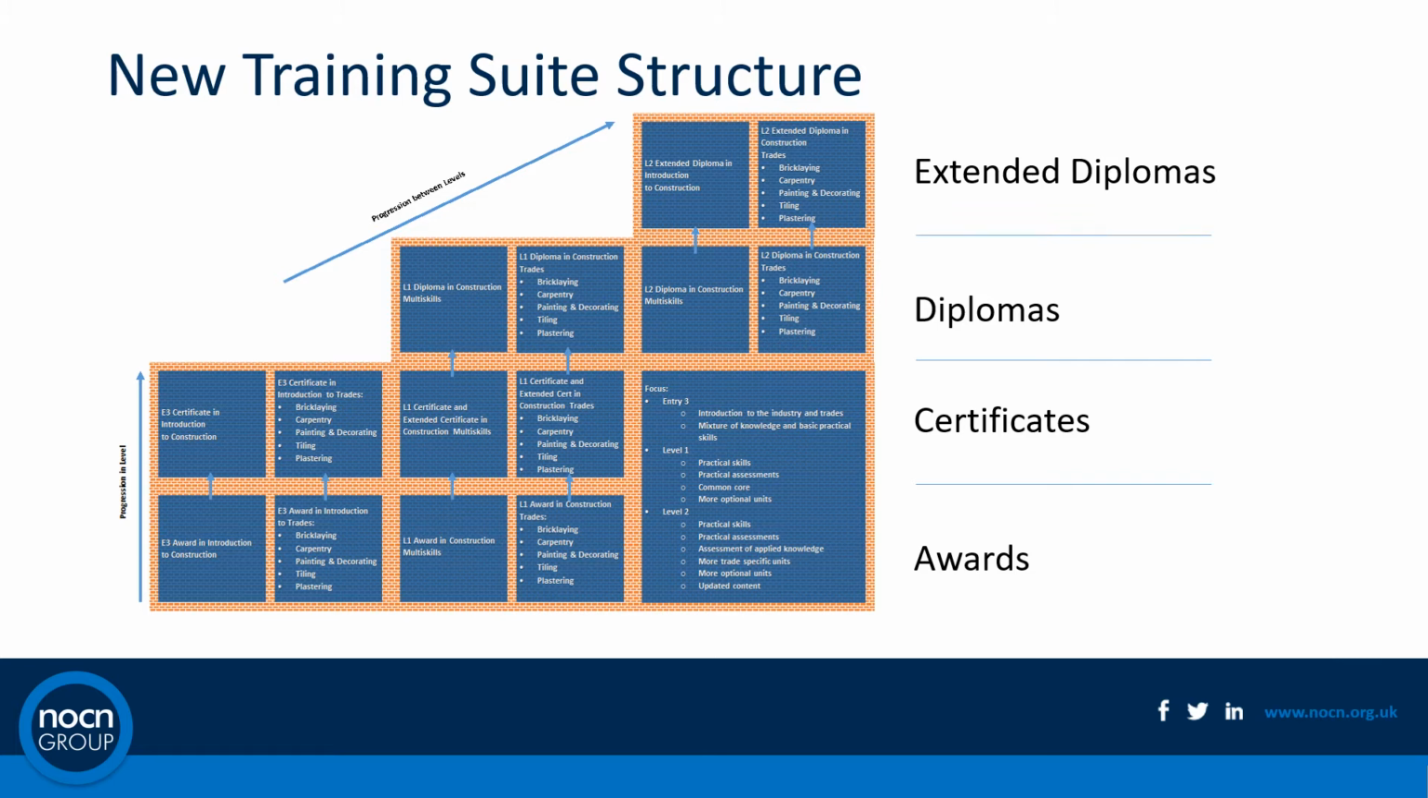I should also point out that at level 1 there's a certificate and an extended certificate, but we'll go into this more later. There's also a box here explaining the focus of each level. So entry 3 is an introduction to the industry and trades with a mixture of knowledge and basic practical skills. Then at level 1, the focus of this presentation, there's more of a focus on practical skills, practical assessments, with a common core of units and more optional units to choose from. Moving on to level 2, which will be covered in a separate webinar, we've got practical skills, practical assessments, the assessment of applied knowledge, more trade-specific units, more optional units, and updated content.